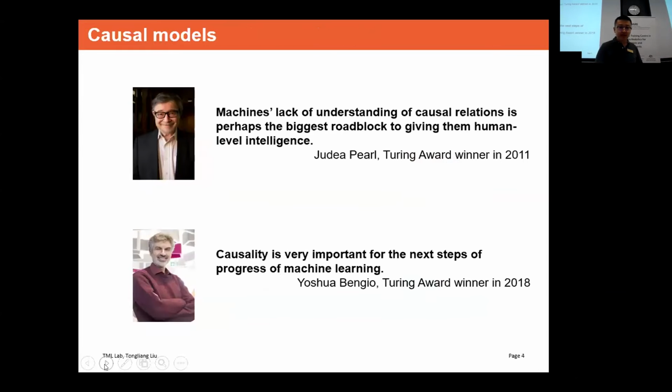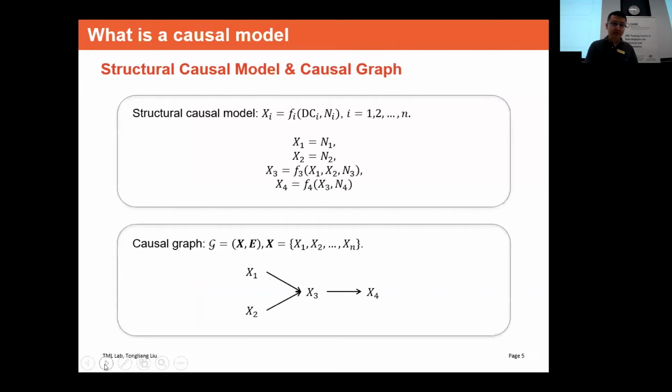Now many famous leading researchers are promoting causality for machine learning. For example, Judea Pearl mentioned that lacking causality is the major block for machine learning to reach human-level intelligence. And Yoshua Bengio mentioned that causality is very important for the next steps of progress in machine learning. Now I'd like to introduce the causal models.